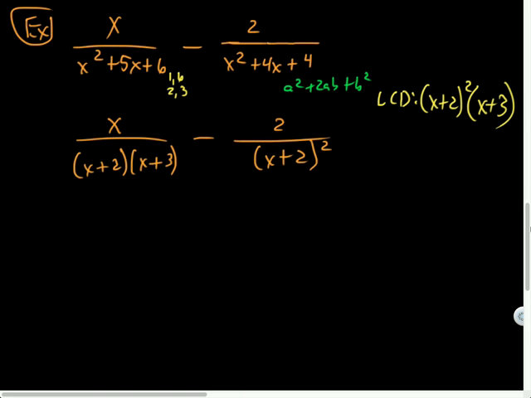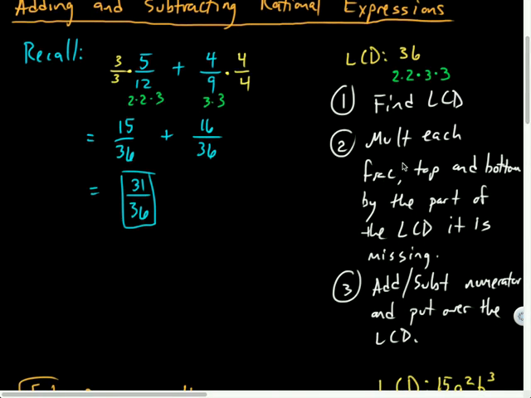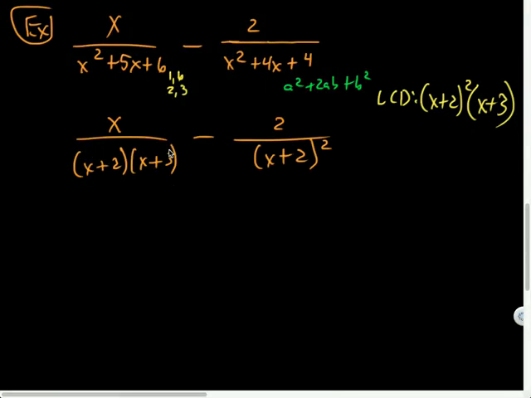So now, what's the next step? Let's keep bringing it back to those steps. So when you're doing your homework, try to follow the steps. Look at your other examples as well. It says, multiply each fraction top and bottom by the part of the LCD it's missing. So for this denominator, what part of the LCD is this missing? It's missing one of the x plus 2's, right? So I'm going to multiply this one by x plus 2 over x plus 2.